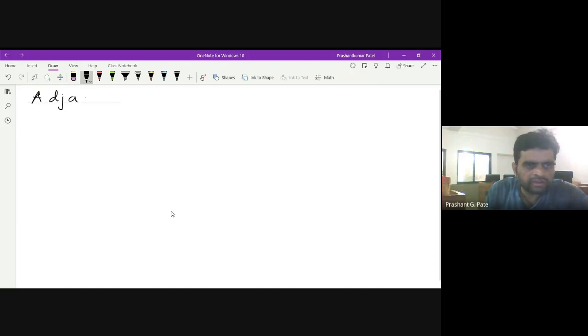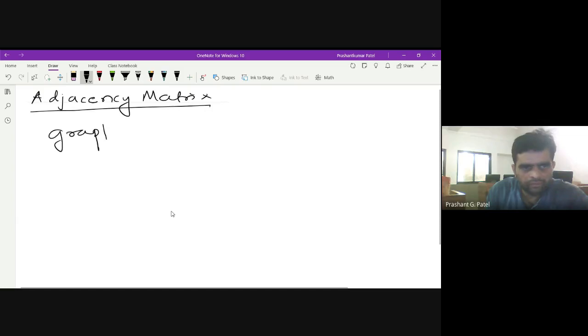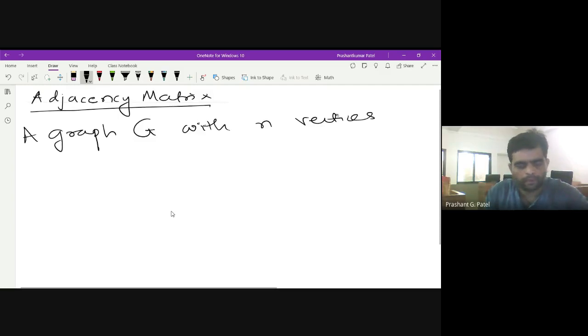So we are trying to discuss this adjacency matrix. The next matrix is... So the adjacency matrix is also a binary matrix of a graph G. Let's say a graph G with n vertices and no parallel edges.